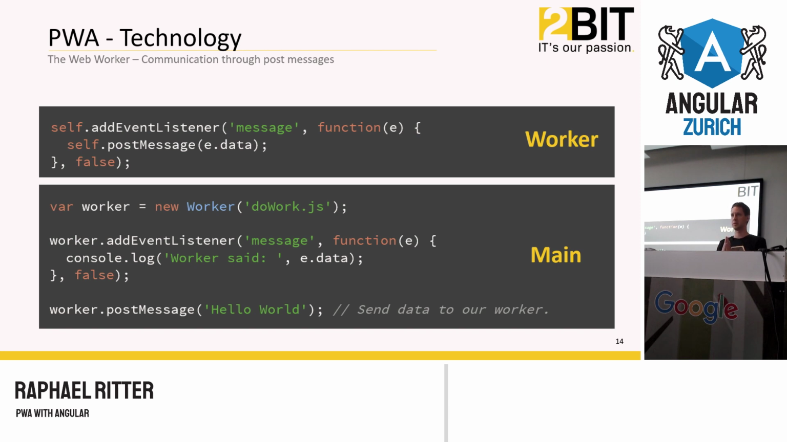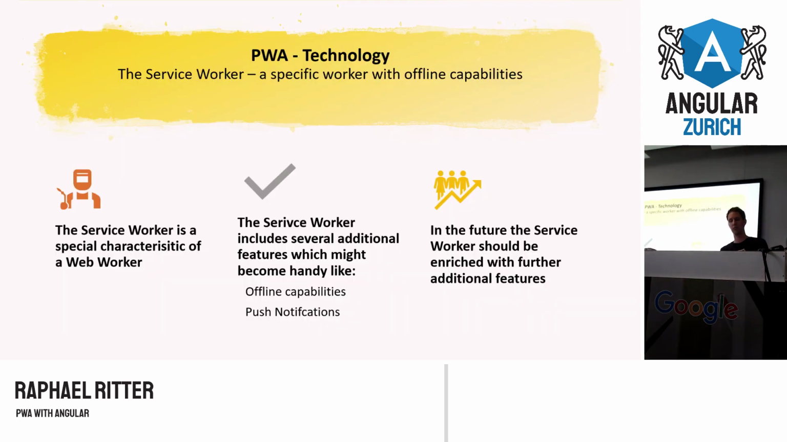So we now have the possibility of multi-threading on the web, and we also have the possibility to communicate between these threads with a messaging system. And this is the prerequisite for the next thing. We will have a look now at the service worker. The service worker is a specific implementation of a web worker. It lives in its own thread like the web worker too, and it has several additional capabilities. I mean, the only capability of a web worker is multi-threading. The service worker can do a little bit more.